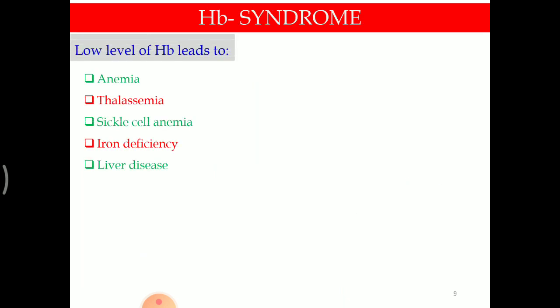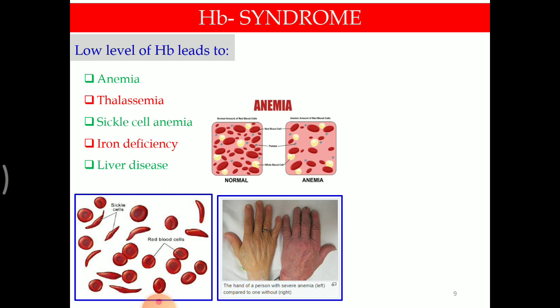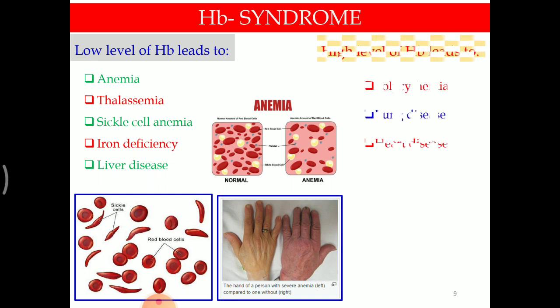Hemoglobin syndrome: a low level of hemoglobin leads to various diseases like anemia, thalassemia, sickle cell anemia, iron deficiency, liver diseases, etc. For a normal person, the level of hemoglobin is normal. For an anemic person, the level of hemoglobin is decreased. In the sickle cell condition, the shape of the red blood cell deviates from the normal shape, and also the lifetime of the red blood cell is decreased. A high level of hemoglobin also leads to some problems like lung diseases, heart diseases, polycythemia, etc.